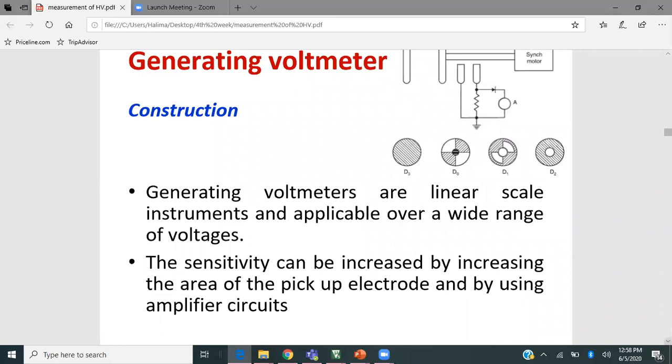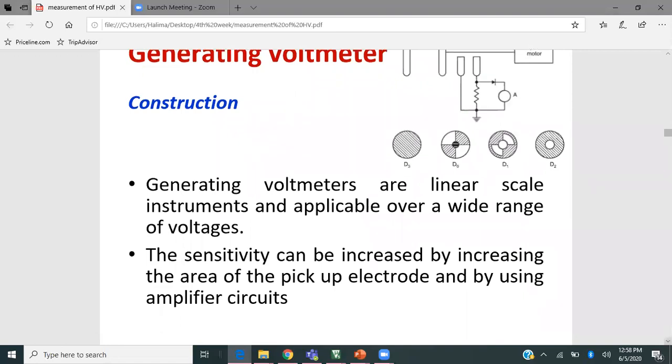The generating voltmeters are linear scale instruments and applicable over a wide range of voltages. And their sensitivity can be increased by increasing the area of the pickup electrode and by using the amplifier circuits.